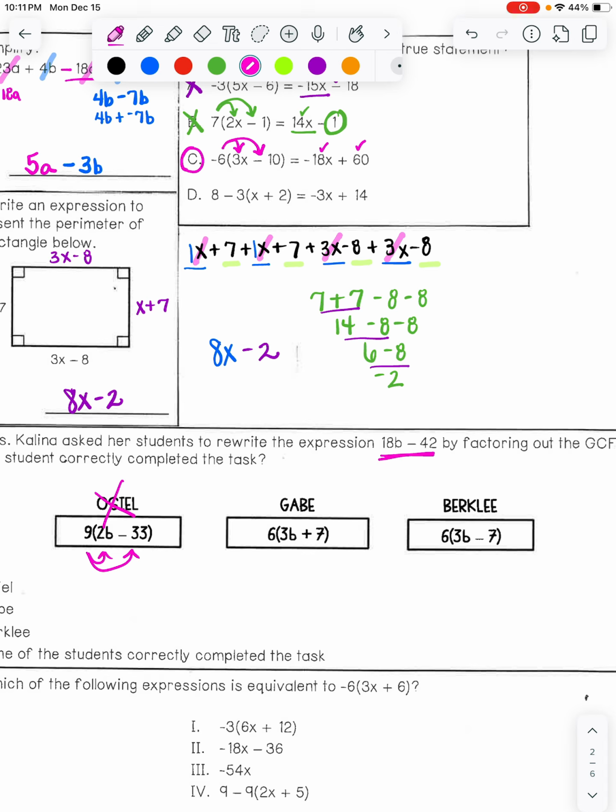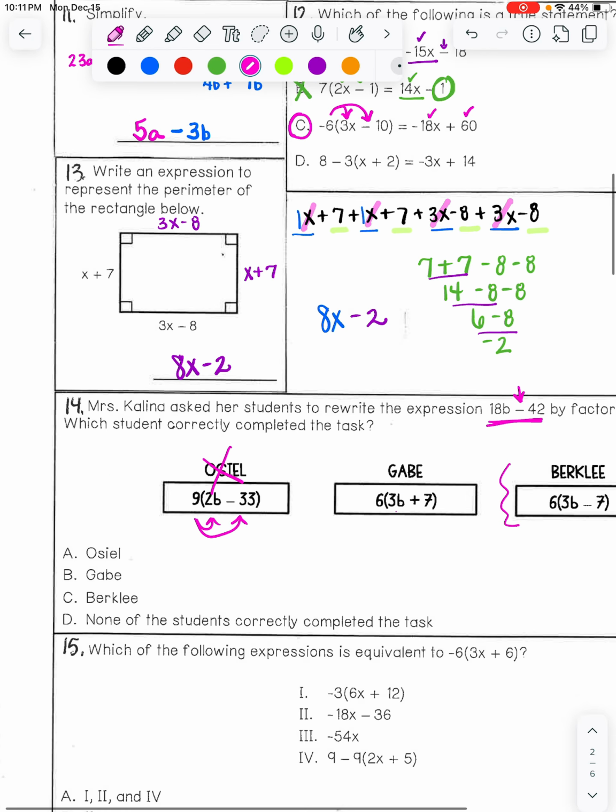So if I look at Gabe's and Berkeley's very carefully, I can see they're the same thing, just with different signs. 6 times 3 is definitely 18. 6 times 7 is definitely 42. But I can see in my original problem, that's a negative 42, minus 42. So that means Berkeley is going to be correct on this one. C is the correct answer for 14.